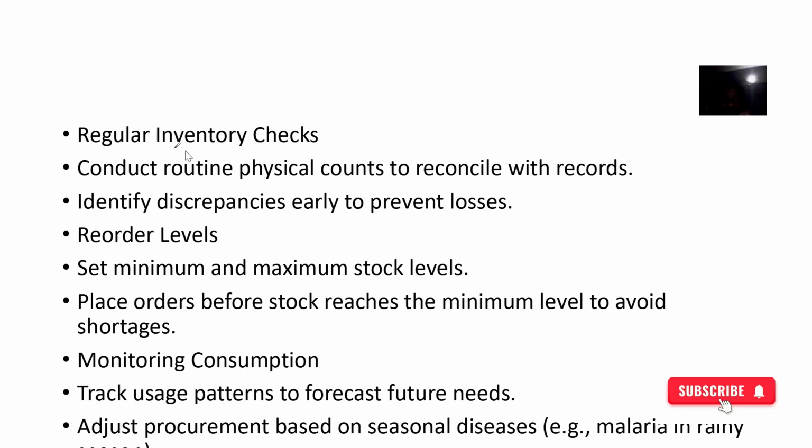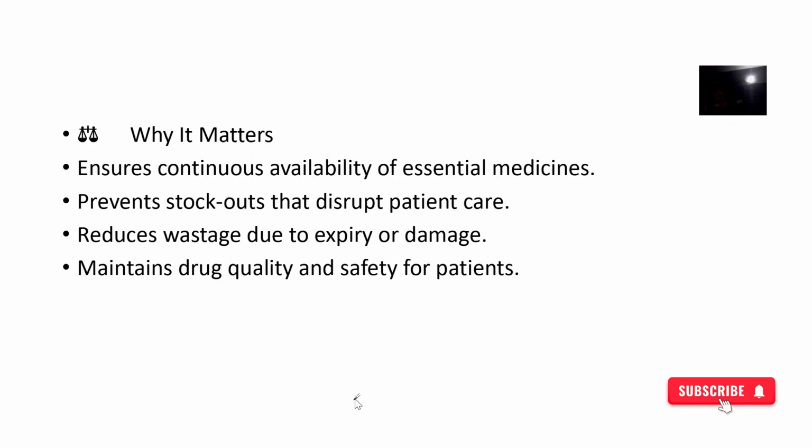Then regular inventory checks. You conduct routine physical counts to reconcile with records and identify discrepancies early to prevent losses. Then reorder levels. I'm trying to look at to what extent I would sell these drugs, then I'll order new ones. Then monitoring consumption: you are tracking usage patterns to forecast future needs. If this particular drug is going like this, in two months' time, how will the demand be like?